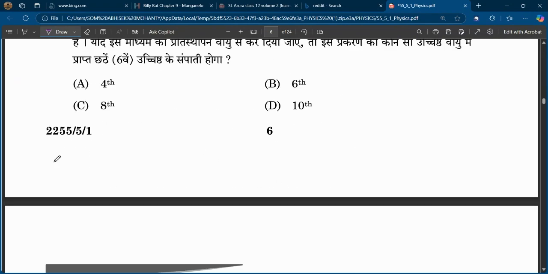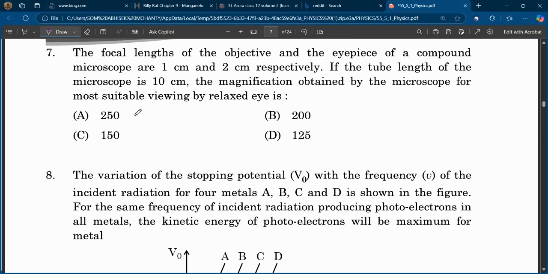Next, please try this one first. I'm not going to solve it. Focal lengths of the objective and eyepiece are given, the tube length is given, find the magnification obtained by the microscope. So you just try first. Most suitable viewing by relaxed eye.